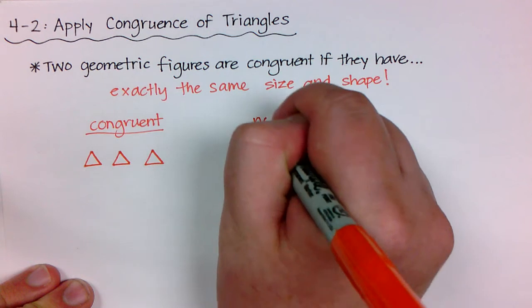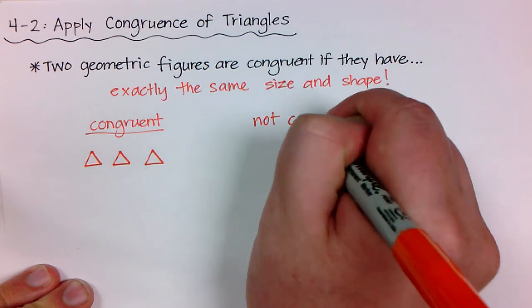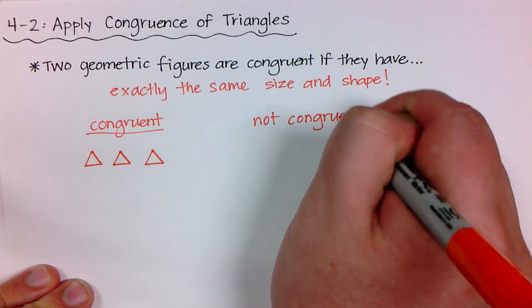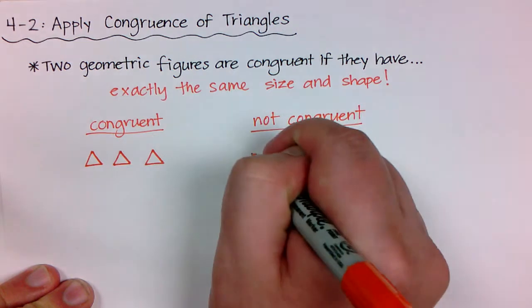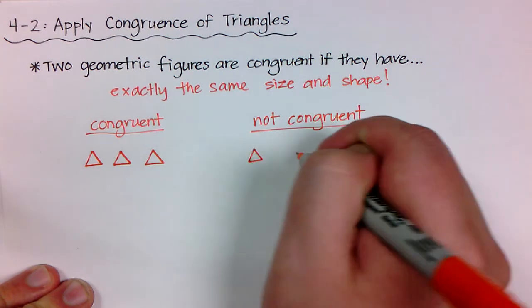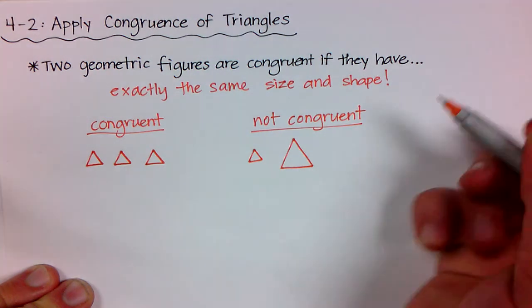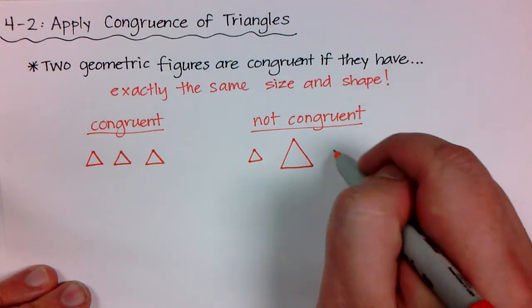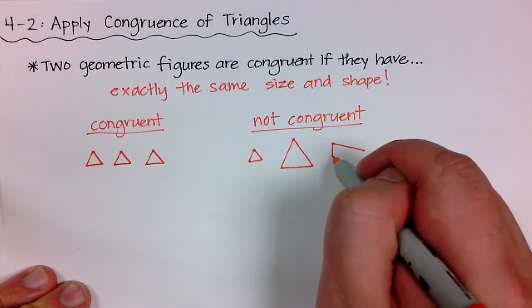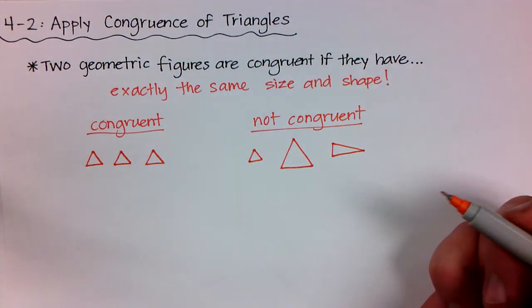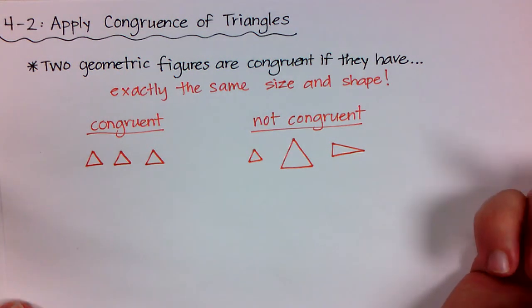Whereas ones that are not congruent differ. So I might have a really small one like that. I might have a really big one that almost looks like it's the same type of shape, but it's way bigger, or something that's completely different. Okay, so those are the difference between congruent and non-congruent.